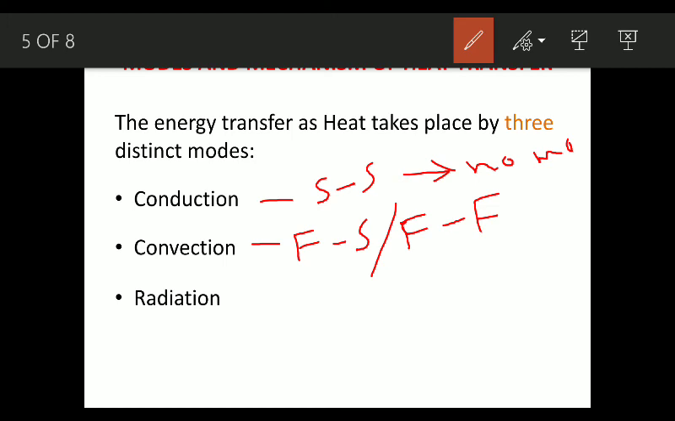Radiation takes place between solid and fluid, whatever the body, right? This is due to electromagnetic radiation, electromagnetic wave propagation. So this is for now, these are the basic concepts of heat transfer. Thank you.